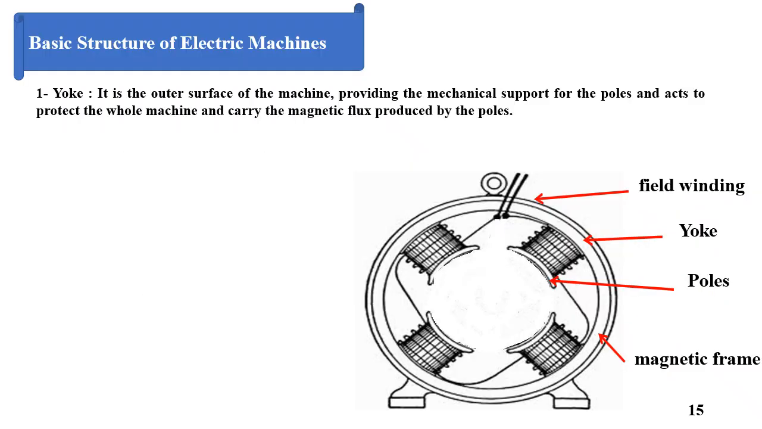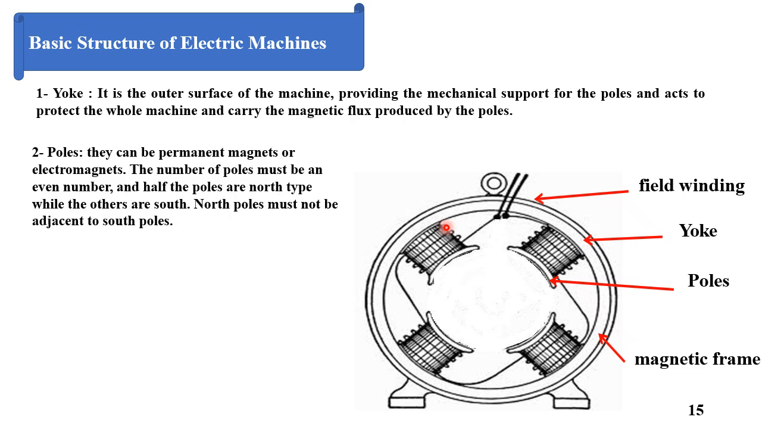The stator in detail. First, the yoke, which is the outer surface of the machine. It provides mechanical support for the poles, protects the whole machine, and carries the flux produced by the poles from each pole to the other. We have the poles. The poles are permanent magnets or electromagnets. The number of poles must be even, half of them north and the other half south poles, and north and south poles must be adjacent to each other.